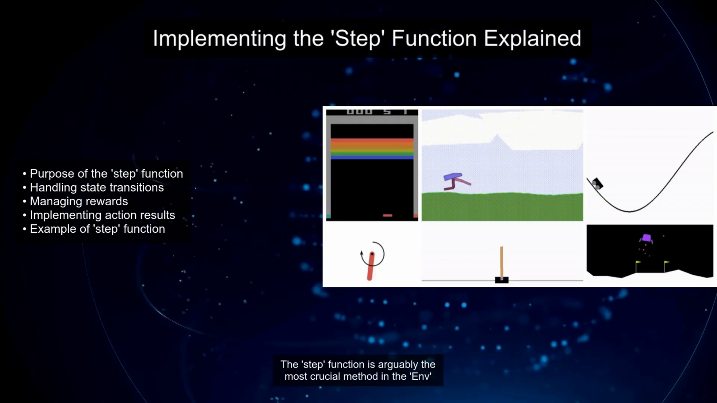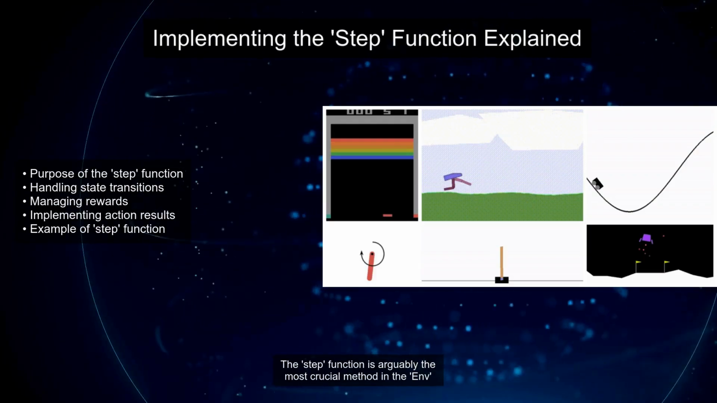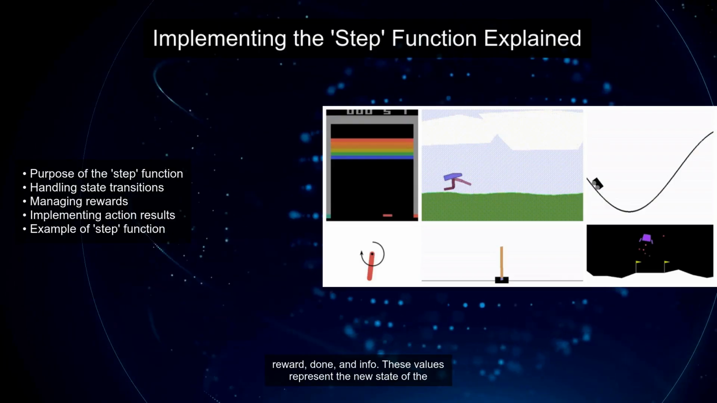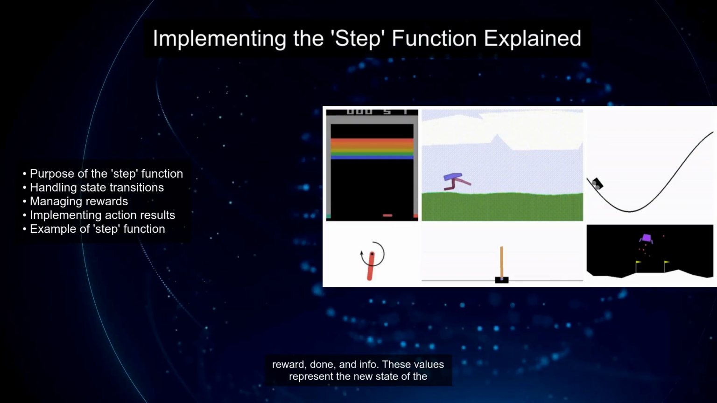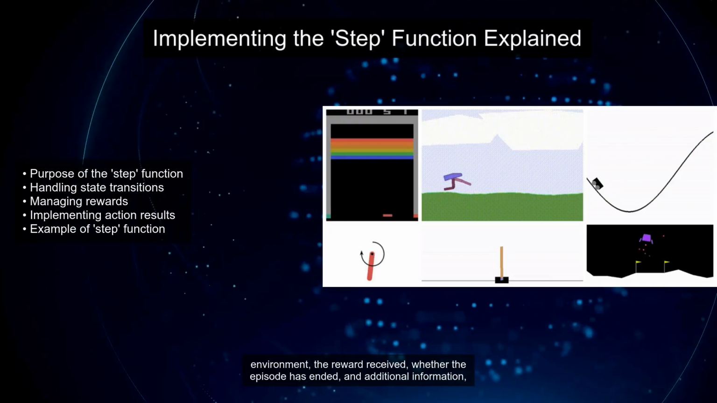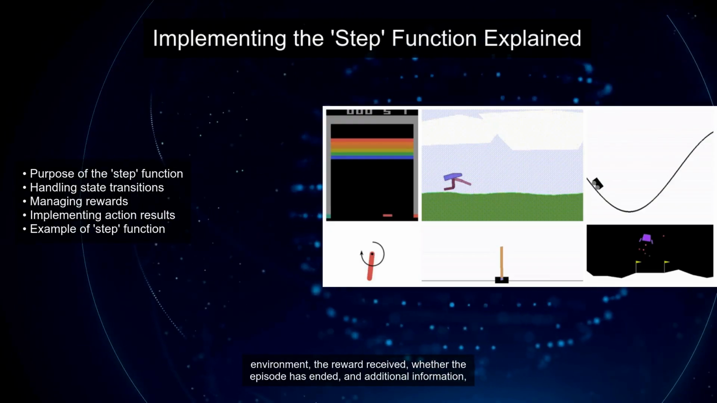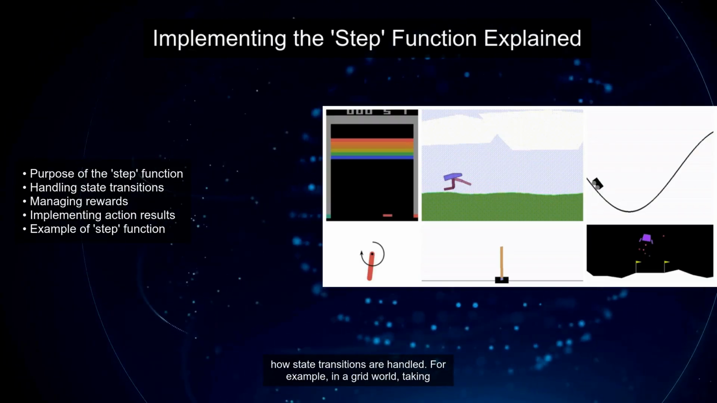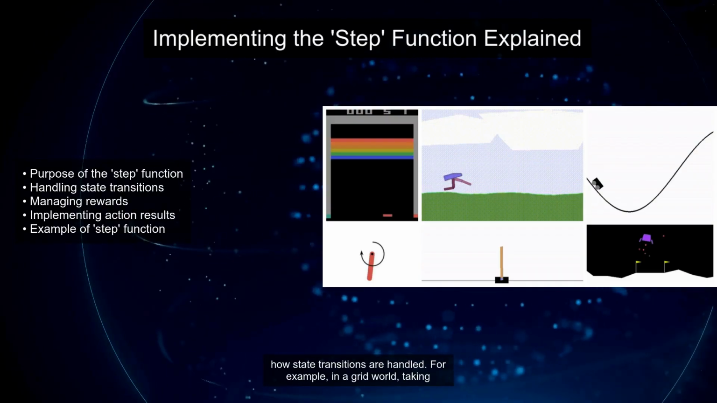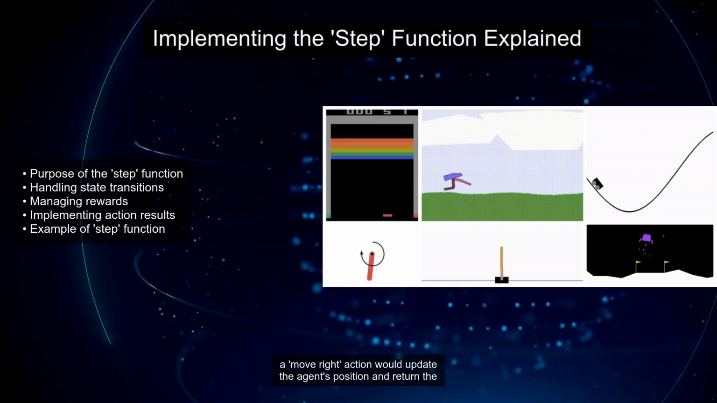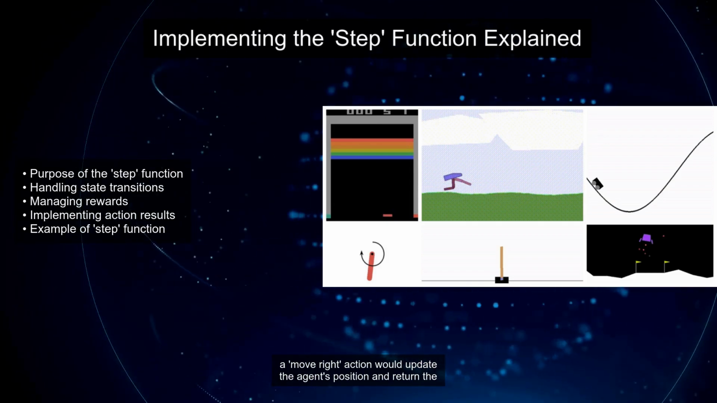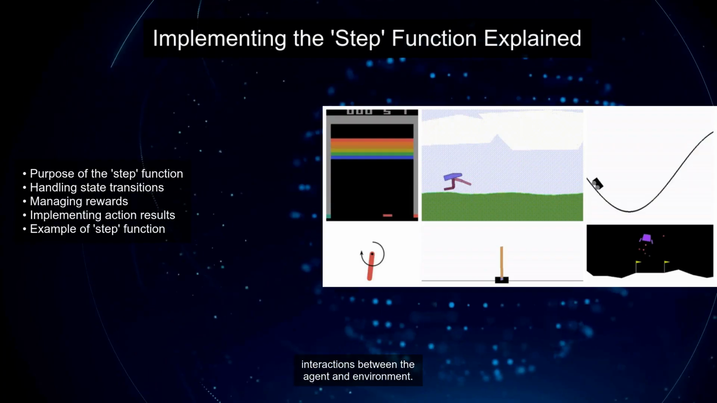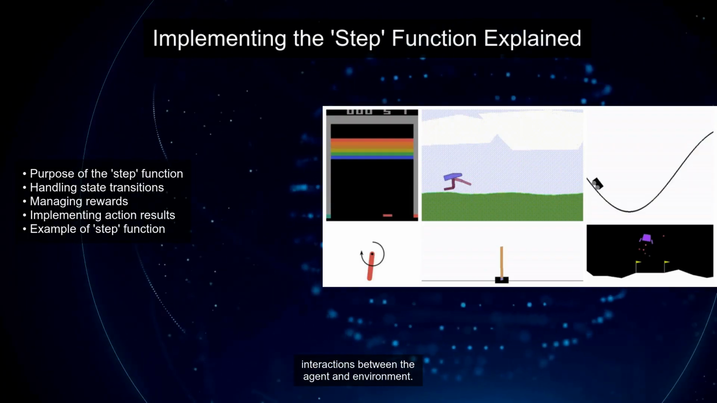The step function is arguably the most crucial method in the Env class. It takes an action as input and returns 4 values: observation, reward, done, and info. These values represent the new state of the environment, the reward received, whether the episode has ended, and additional information, respectively. Implementing this function involves defining how actions affect the environment and how state transitions are handled. For example, in a grid world, taking a move right action would update the agent's position and return the new state. Proper implementation of the step function ensures accurate and meaningful interactions between the agent and environment.